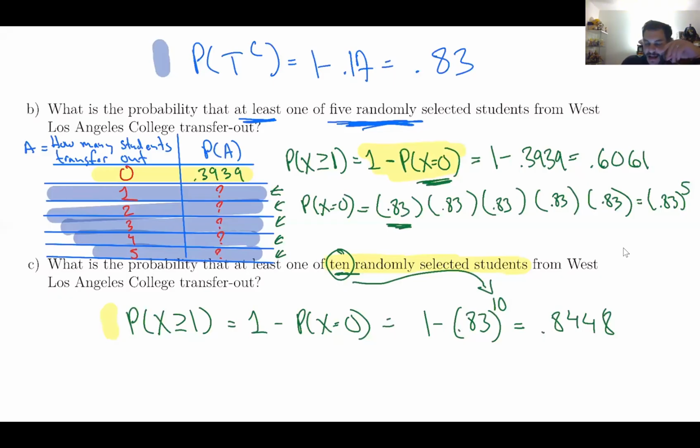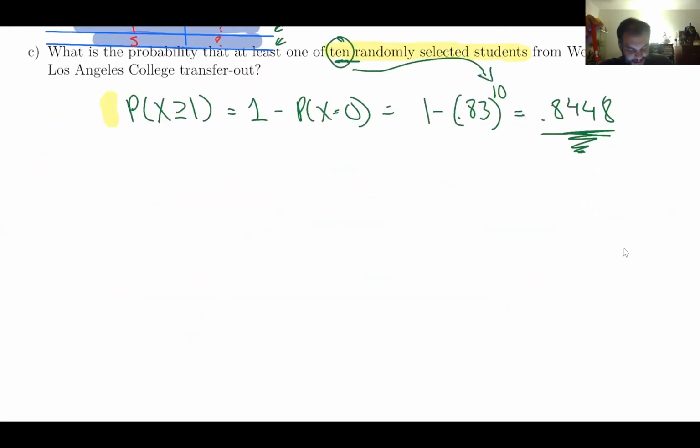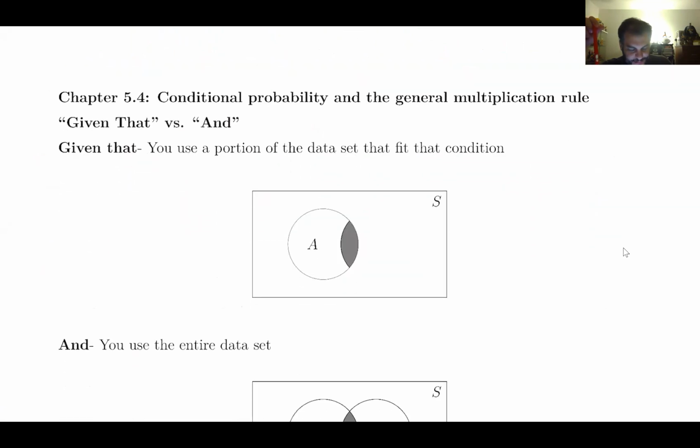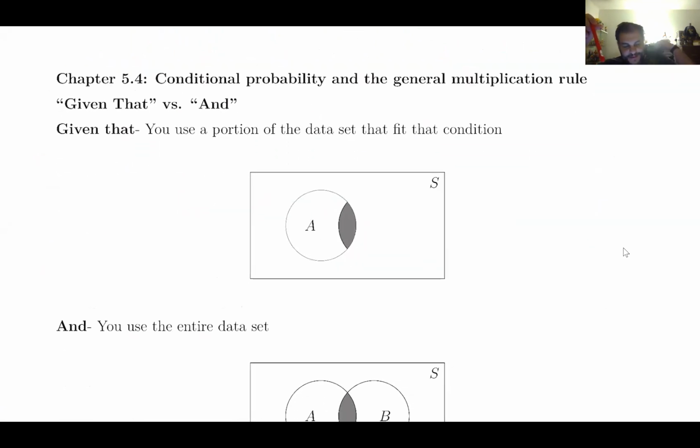All right. So if you look at it, I just wrote it like this. All right. So let's move on down. So we're going to go on to 5.4.